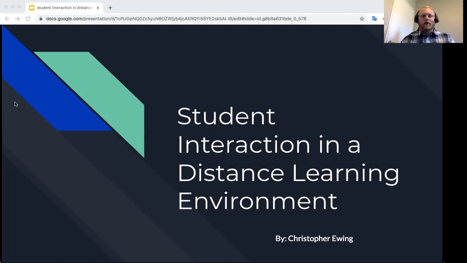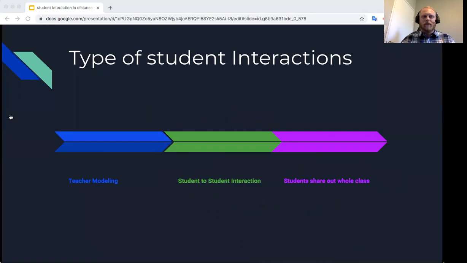Today I'm here to share a little bit about student interactions in a distance learning environment. I will be talking about three different types of student interactions. I'll be focusing on teacher to student interaction, which we do through teacher modeling, student to student interactions, where students will be interacting with one another in small groups, and students sharing out with the whole class. So another interaction is students interacting with their teachers and their peers as well.